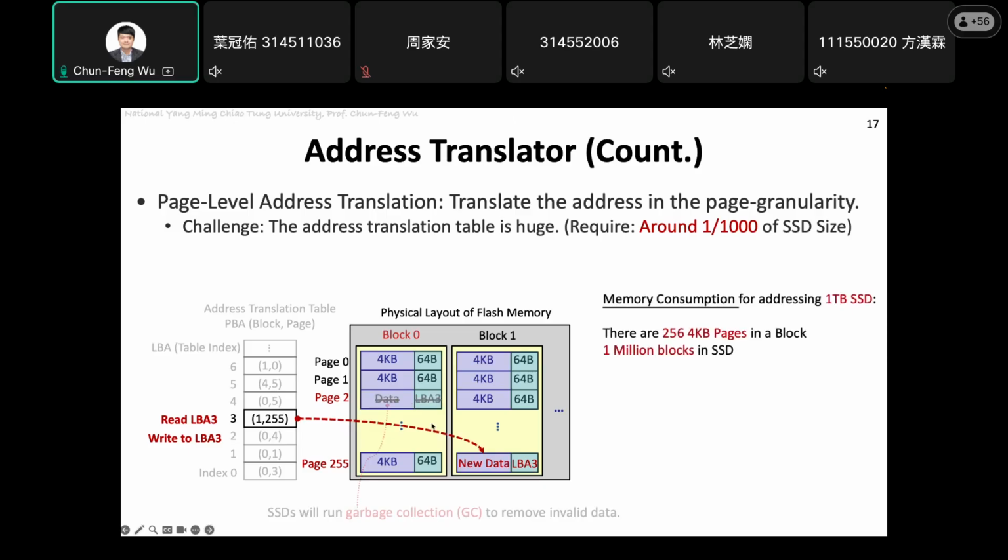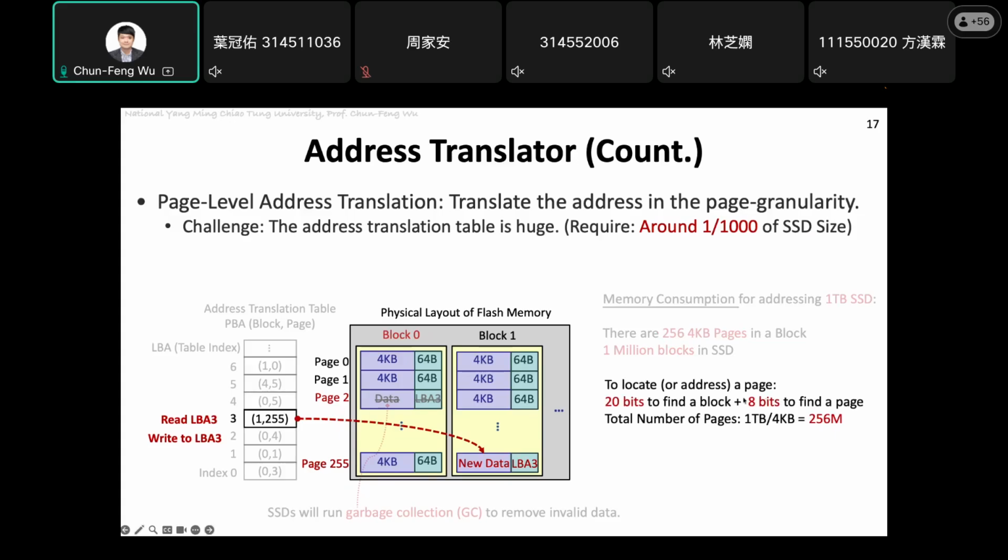Okay, so let's do some simple mathematical stuff. Now if we have a 1 terabyte SSD and there are 256 4KB patches in a block, which means this is 1 megabyte. So we have 1 megabyte per block, which means 1 terabyte divided by 1 megabyte is 1 million. So there are 1 million blocks in the SSD. We are going to do the calculation: how much DRAM capacity do we need to store the patch table?